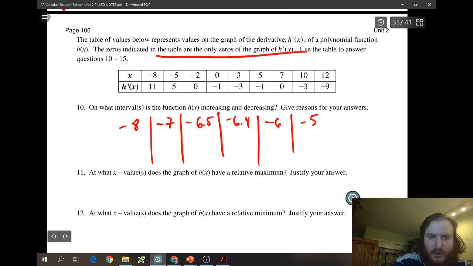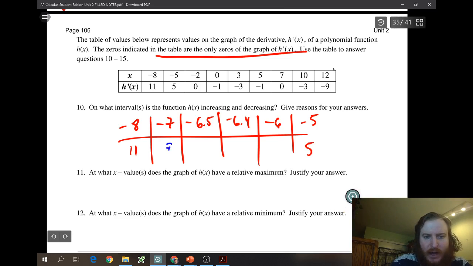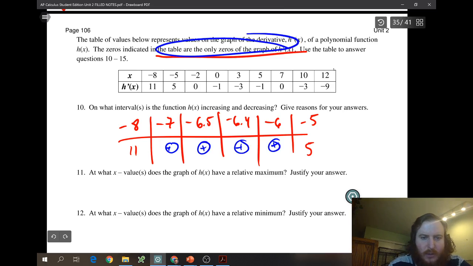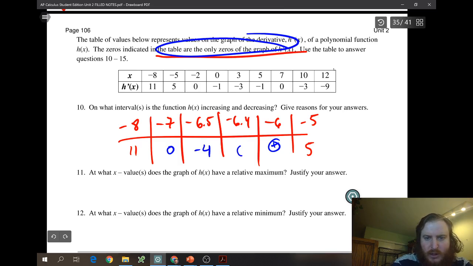We don't know what -5 was. So we only know that we have an 11 here and we have a 5 here. So do we actually know that it was always positive? Well, if it didn't tell us that those are the only zeros, we don't. Hypothetically speaking, it could have gone to 0 and then gone to a negative value like -4. And then it could have gone to 0 again, and then it could have gone up to, say, 2.